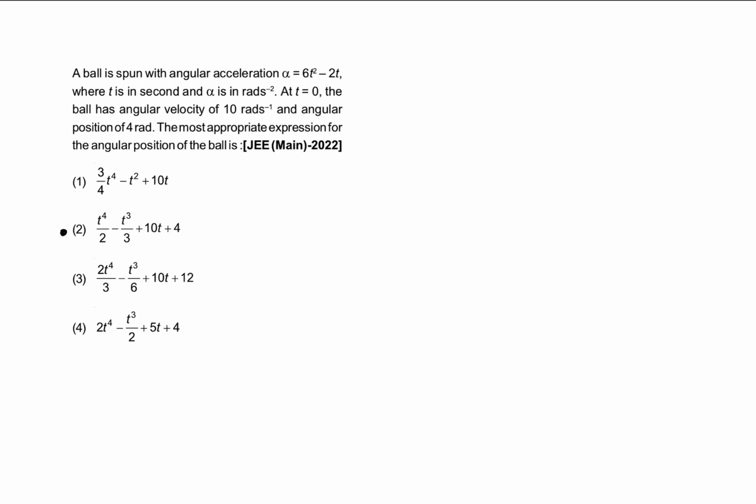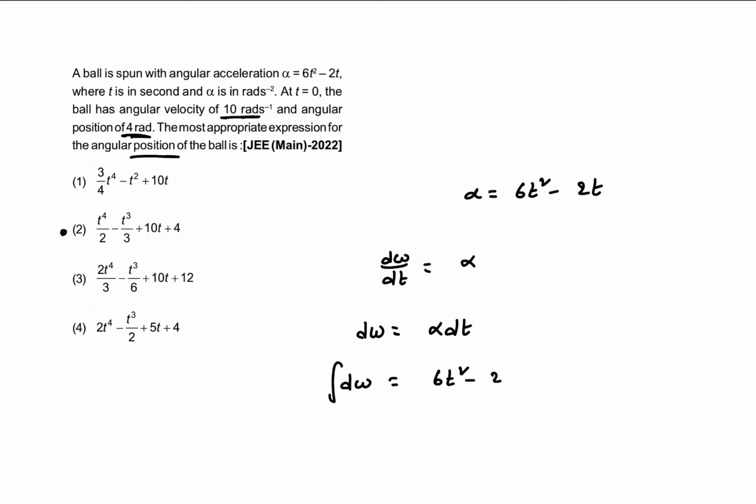Next question. A ball is spun with an angular acceleration. They have given angular acceleration as 6t square minus 2t. At t is equal to 0, angular velocity is given as 10 radian per second, and angular position is also given as 4. They are asking for the most appropriate expression for the angular position. You know that d omega by dt is equal to alpha, so d omega is equal to alpha into dt. Substitute there: integral d omega is equal to integral of 6t square minus 2t into dt.